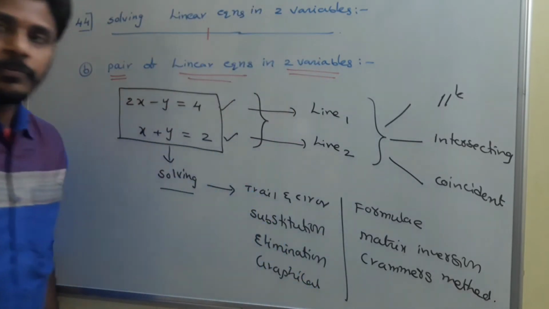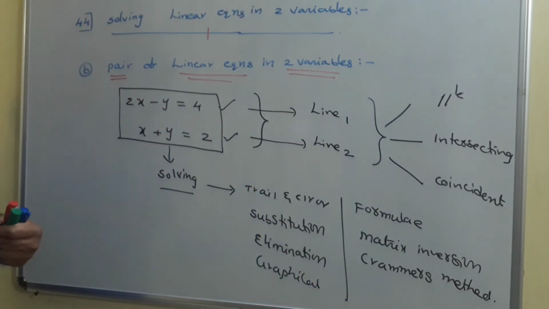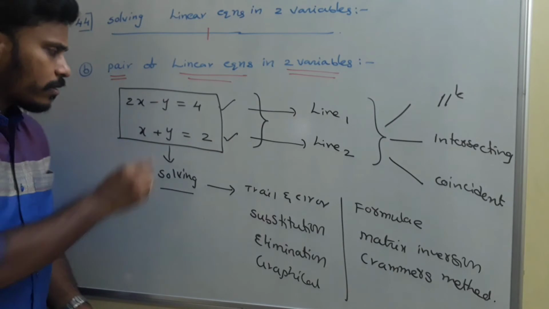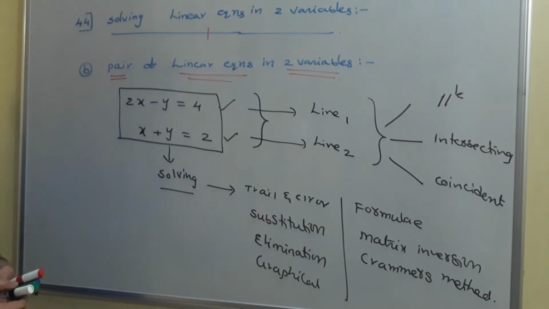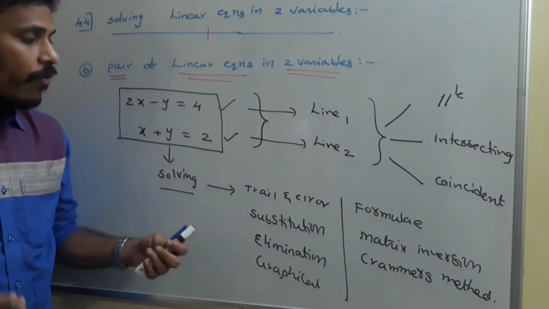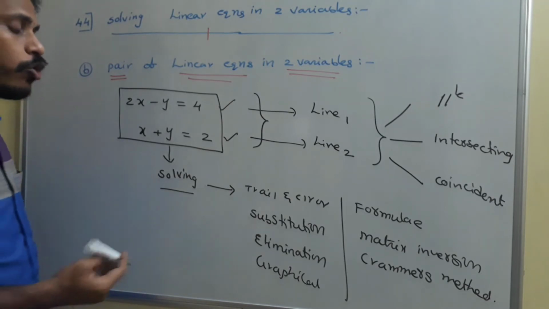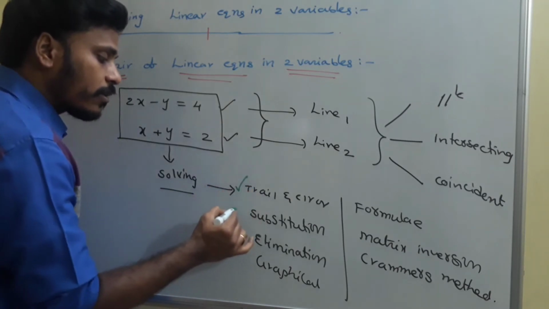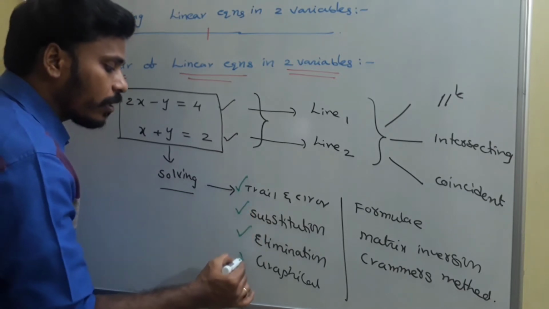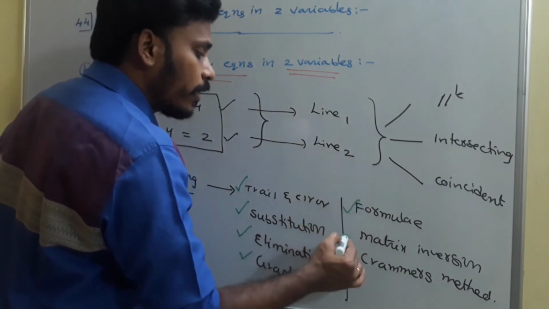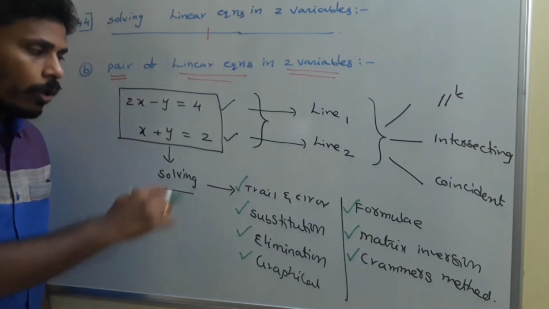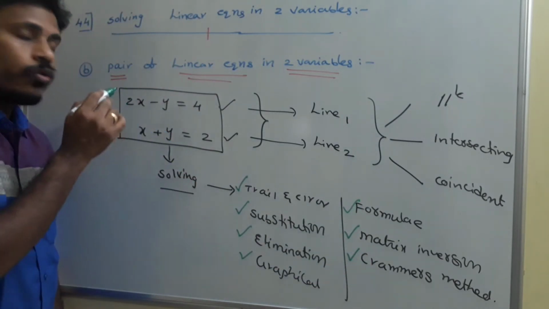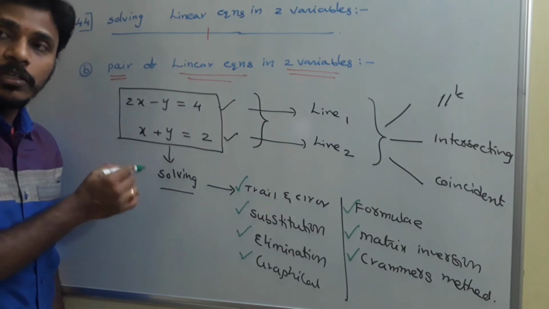You just look at the names. I have a pair of linear equations in two variables. That means two simple equations involving two variables x and y. To solve these, we have different types of methods, and those methods are trial and error method, substitution method, elimination method, graphical method, formula method, matrix inversion method, Cramer's method. Okay? So all these are different methods related to solving a pair of linear equations in two variables.